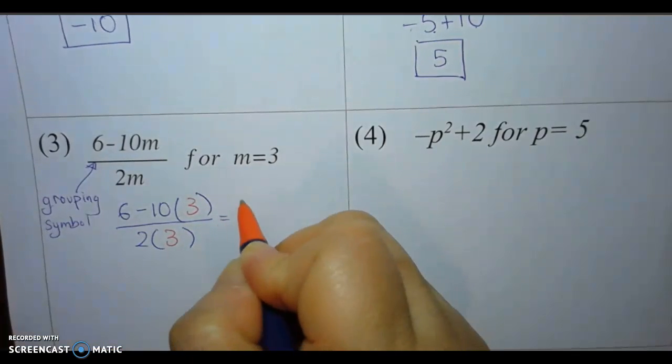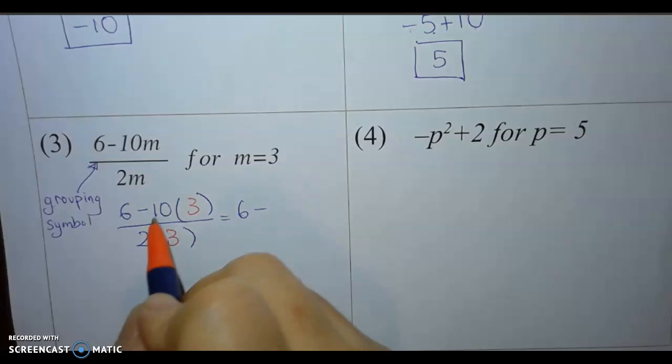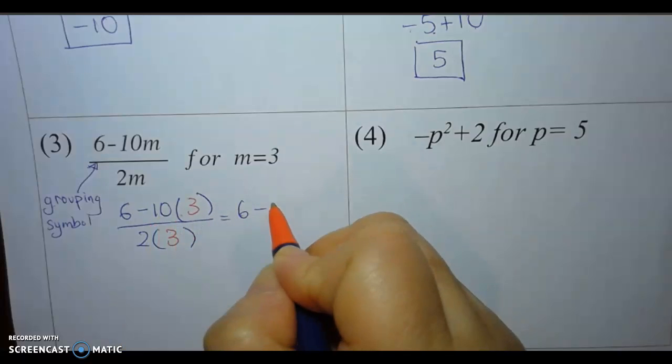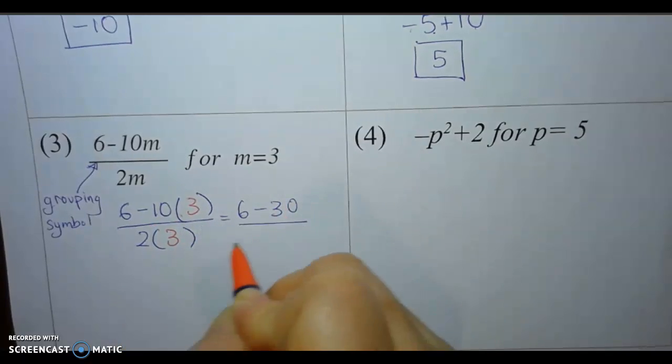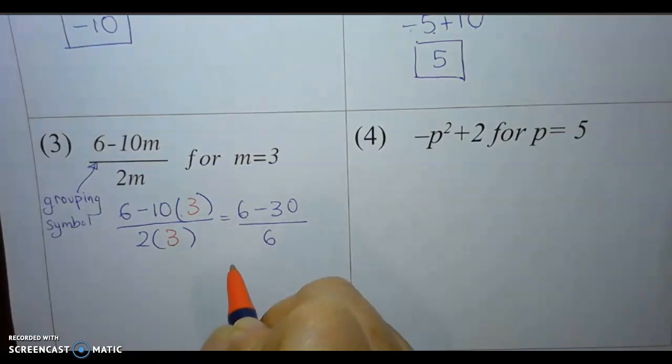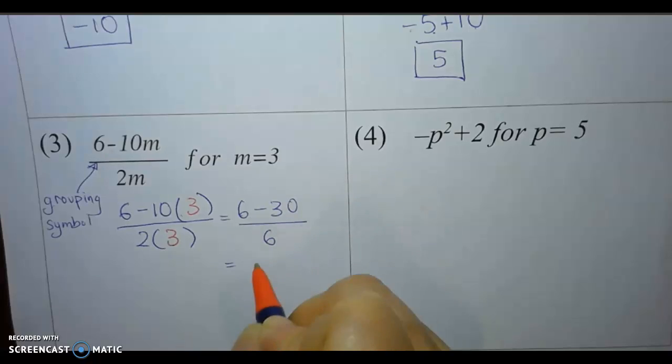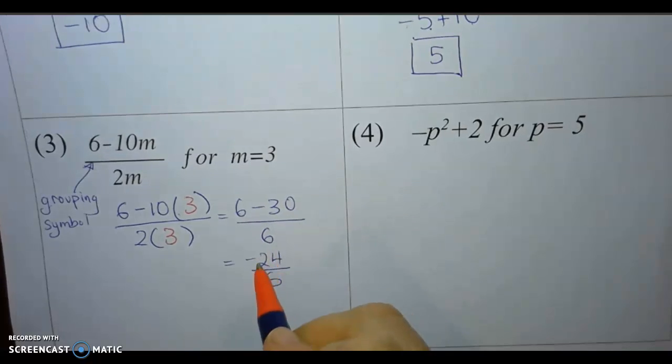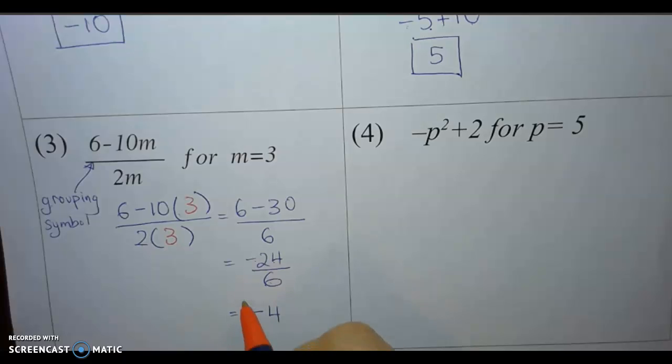And that just becomes 6 minus, now 10 times 3 is 30. And 2 times 3 is 6. Now 6 minus 30 is negative 24, divided by 6. What's 24 divided by 6? That's just 4. Negative divided by positive is negative, so it's going to be negative 4.